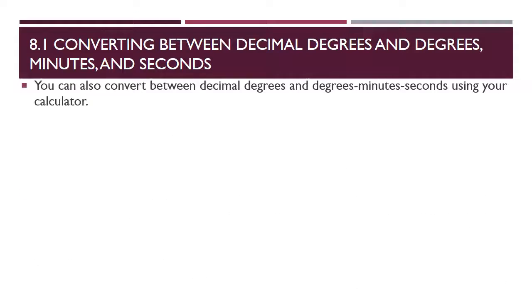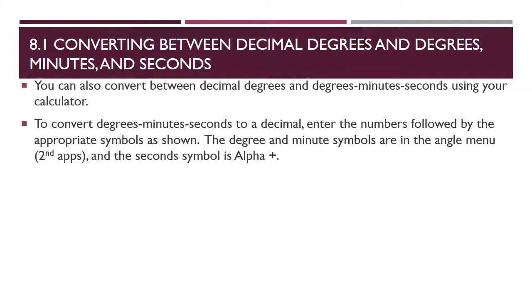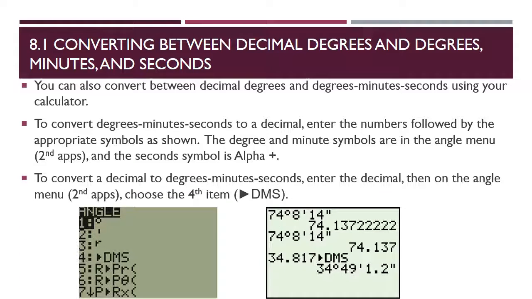So after all that, I'm going to give you the shortcut. To convert degrees, minutes, seconds to a decimal, you enter the number followed by the appropriate symbol as shown. I'll show you that in a second. The degree and minute symbols are in the angle menu, and the seconds symbol is alpha plus. So hit the alpha key and then plus. And then to convert a decimal to degrees, minutes, seconds, you enter the decimal. This one's even easier. Enter the decimal and then go again to the angle menu, which is second apps, and choose the fourth item, which looks like a triangle with DMS.